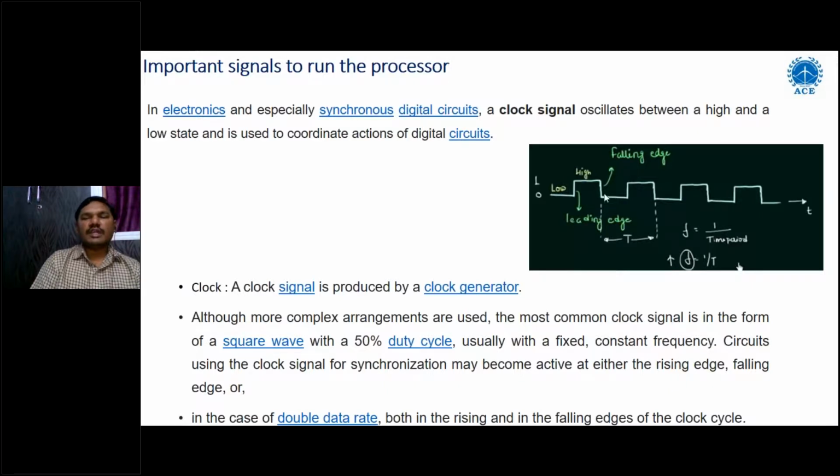The clock looks like a square wave signal. Usually it does not have any polarity, but it has two levels, low level and high level. The transition from low to high is called the leading edge, and the transition from high to low is called the falling edge.